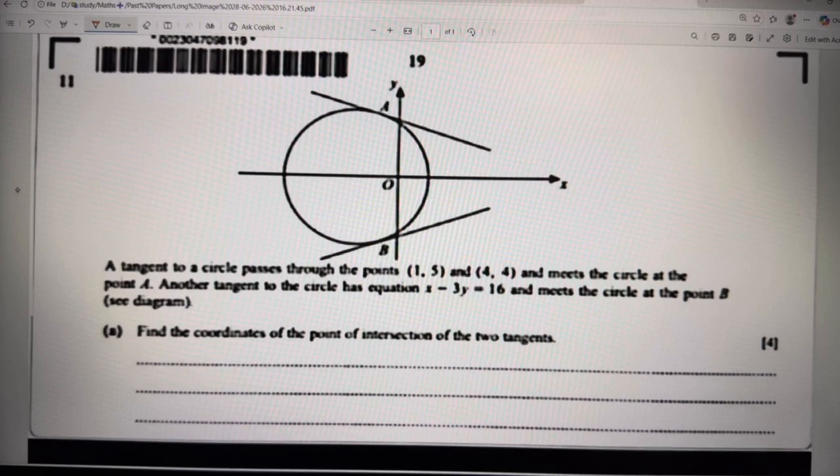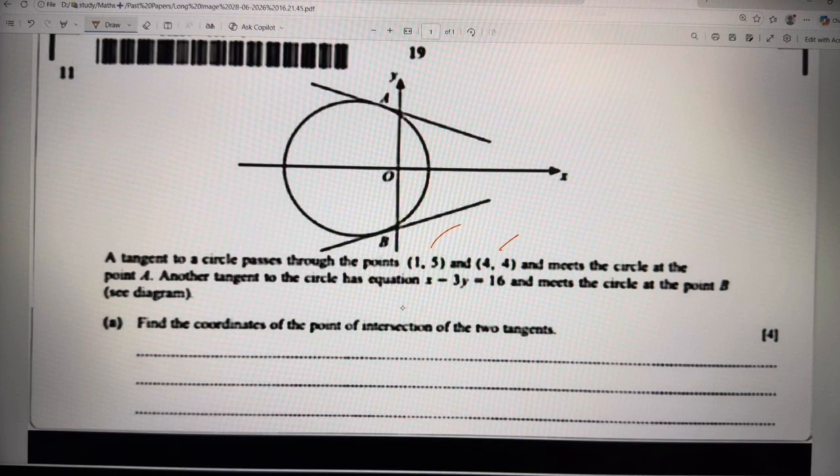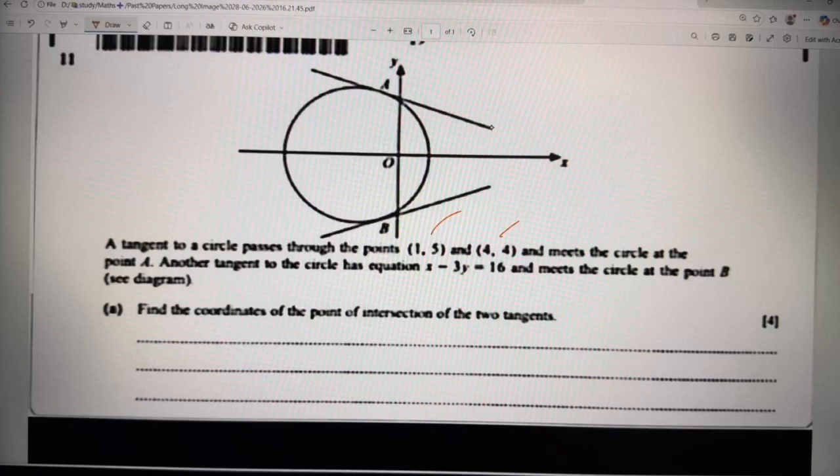Okay, this is right. So the last question is about coordinate geometry circles. The tangent passes through the points 1, 5 and 4, 4 and meets the circle at point A. So this line passes through 1, 5 and 4, 4 and ends up meeting with the circle at point A. Another tangent to the circle has equation x minus 3y is equal to 16, and meets the circle at point B. See diagram. Find the coordinates of the point of intersection of the two tangents. So it's basically asking us to find this thing.